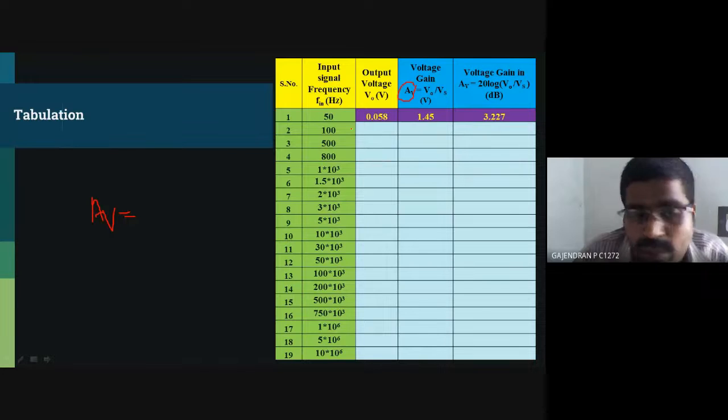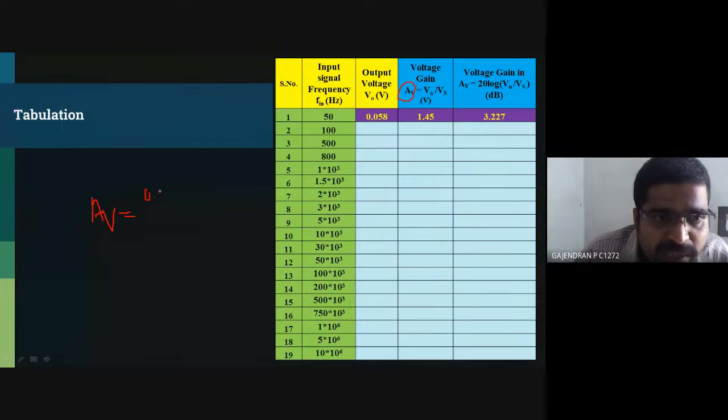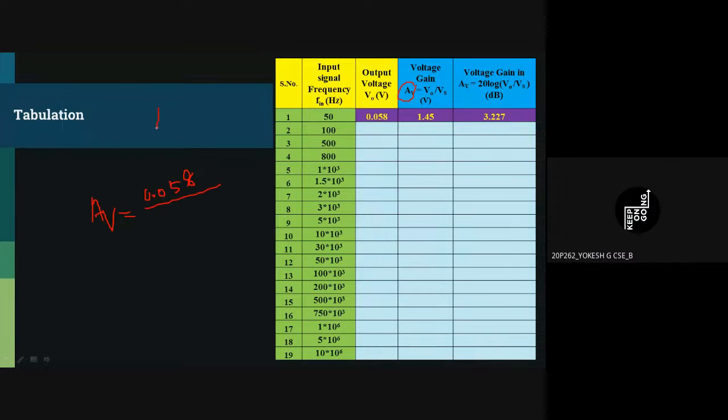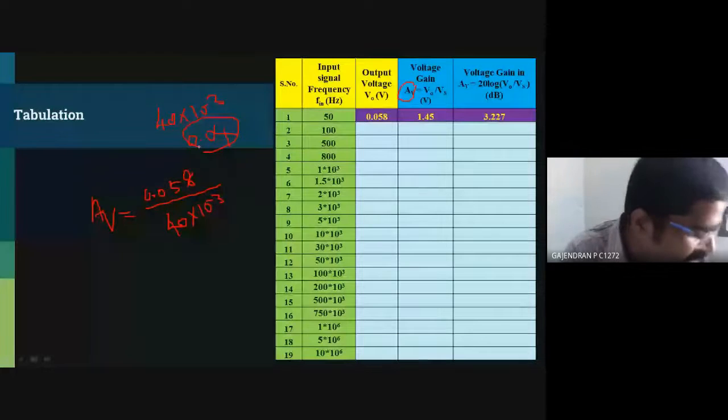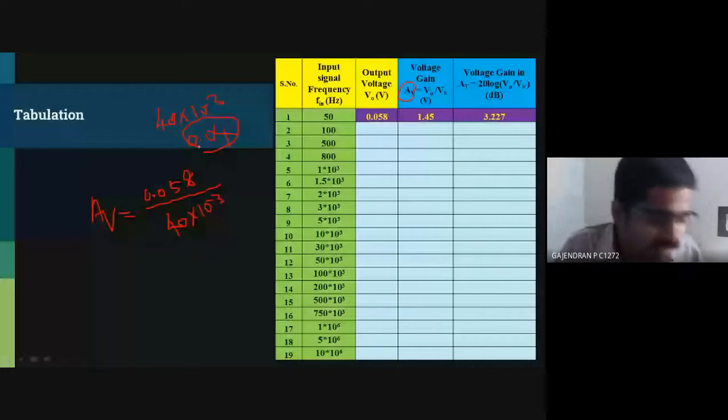0.058 volt. What is the input voltage, dear students? 40 into 10 to the power minus 3 volt. If you have a calculator, you can write it over here, or else 0.04. Correct, sir? Can anyone divide and tell me the answer, please?